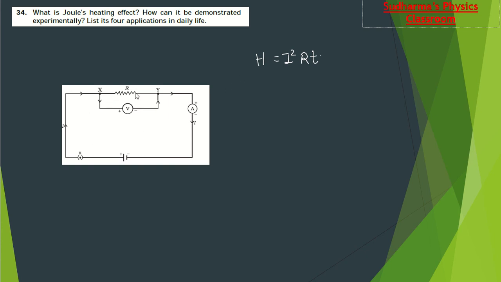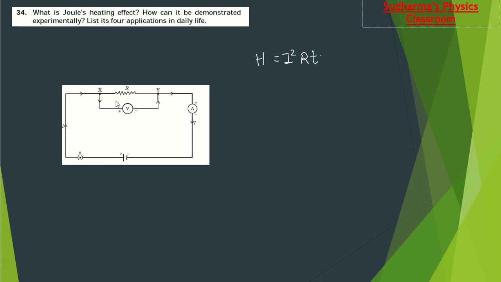You have to connect a resistor and a voltmeter and an ammeter. This is a simple resistor circuit. So you connect this, and what you can do is increase the current in the circuit and see how much heat is produced in the resistor.